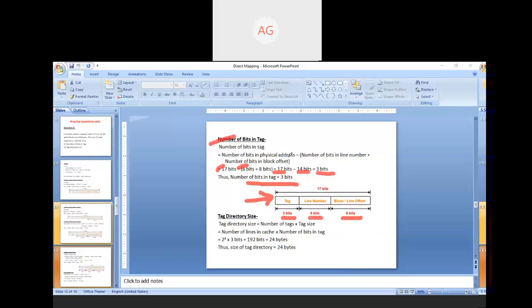So by this we solve the first part of the question. How many bits are there in the tag? So 3 bits are there in the tag. Now we are going to solve the second part, which is the tag directory size.